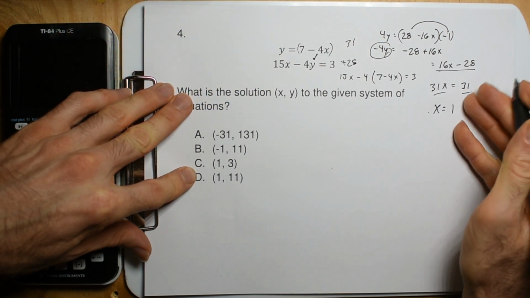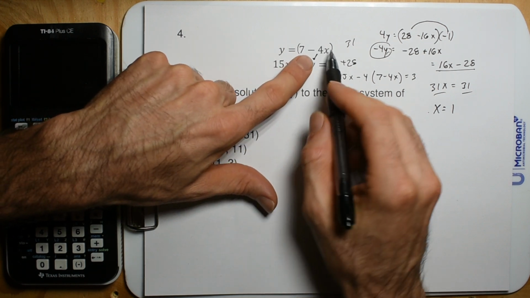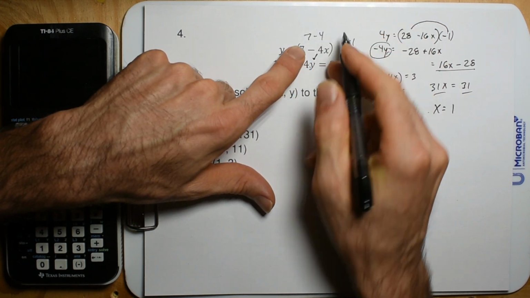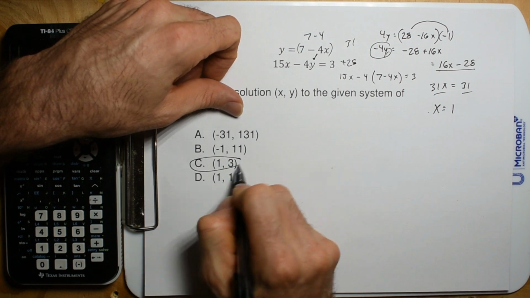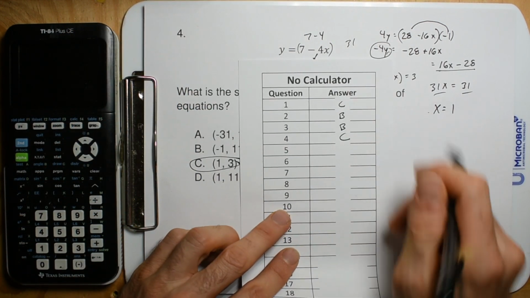And so, yeah, x is 1, but then you got to go shove it into your equation and figure it out. So we're just going to do this. So we have 7 minus 4. Well, sweet, that's 3. And then booyah. There you go. So we have C. That was a pretty good way to do that one.